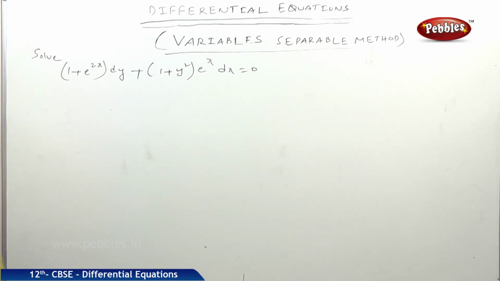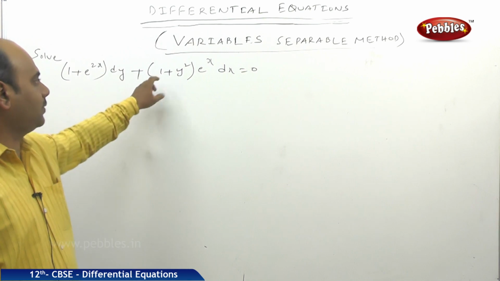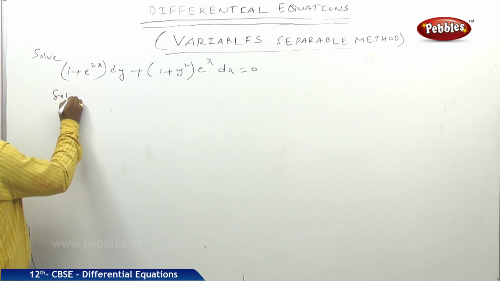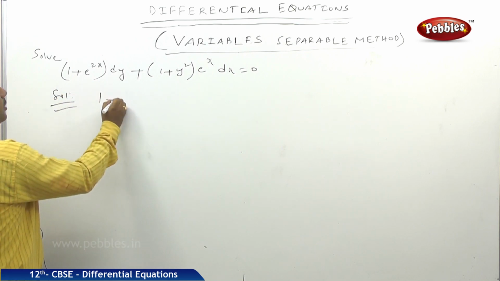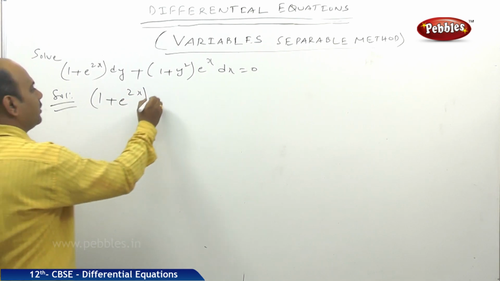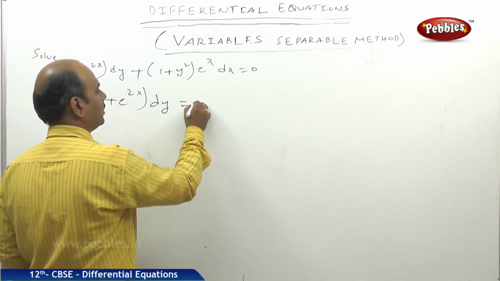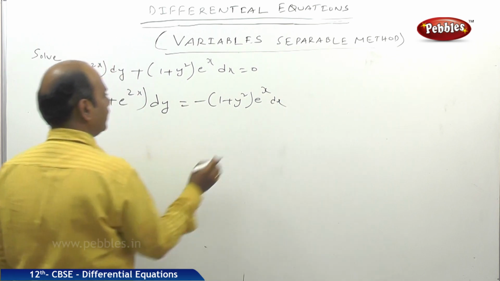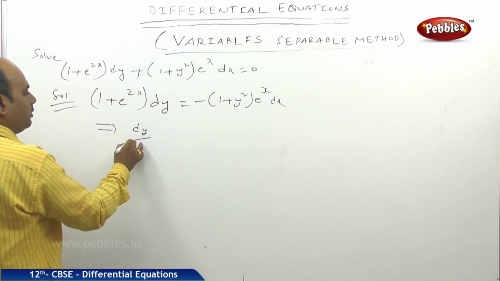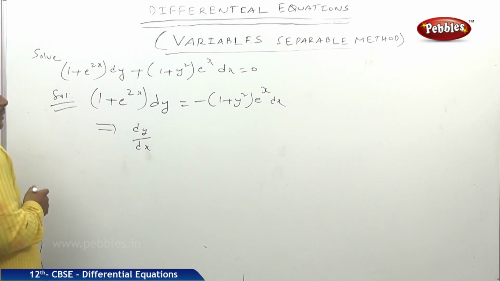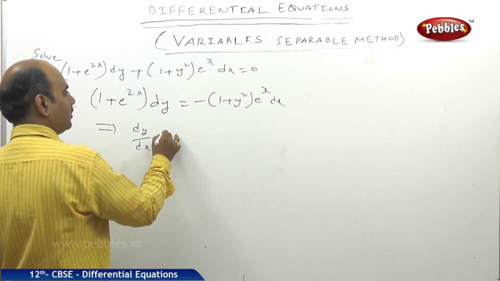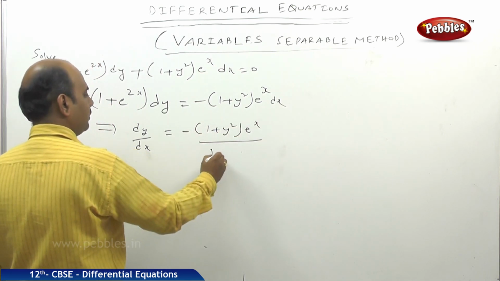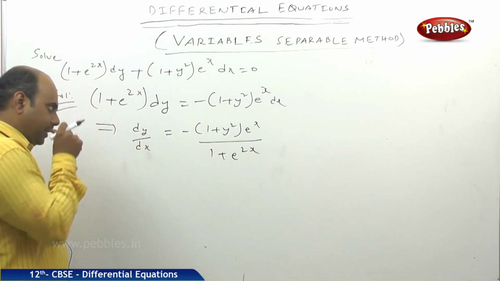Right, now we shall be seeing another lengthy question. He is asking us to solve (1 + e^(2x)) dy + (1 + y²) e^x dx = 0. Right, so this is our given relation. So what I will be doing? (1 + e^(2x)) dy is equal to this, I will send to that side. So minus (1 + y²) e^x dx. Later I will be making dy by dx. After making dy by dx, what happens? Here there remains (1 + y²) e^x divided by (1 + e^(2x)).